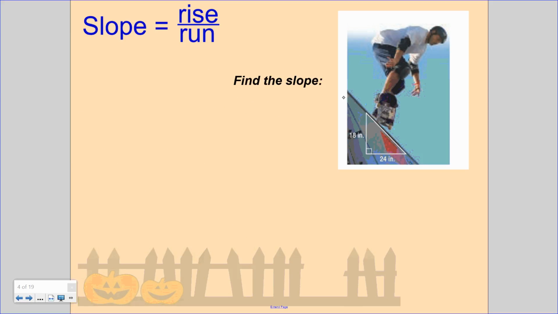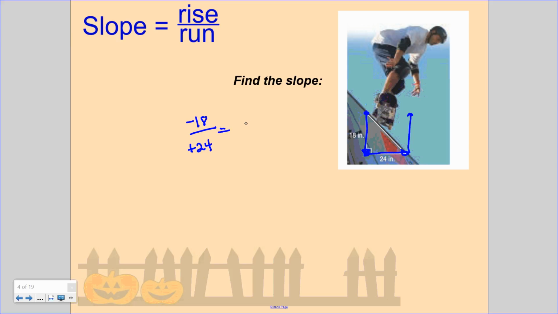Here we have the skateboarder going down this ramp. So to calculate the slope of the ramp, we will start at one point of that ramp, and we'll rise first. So that in this case would be going down from where I am. If you were starting here, you'd be going up first. But in this case, I'm going down 18, so that's a negative 18. And then I'm running to the right 24, so that's running a positive 24.